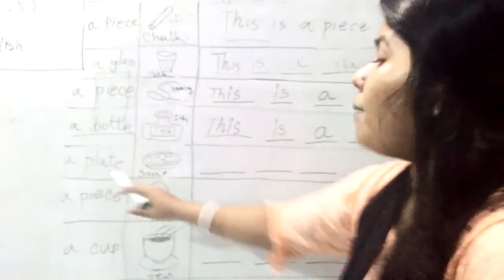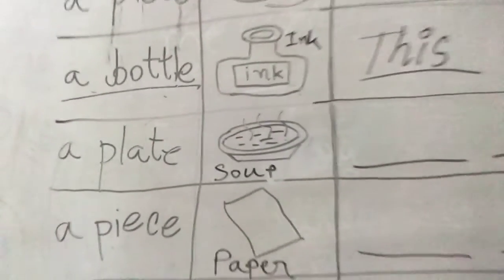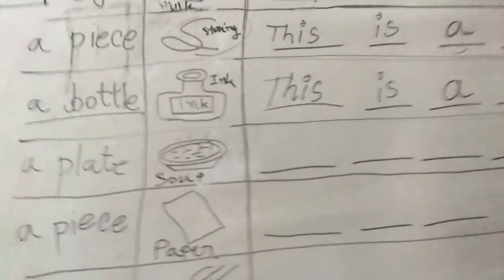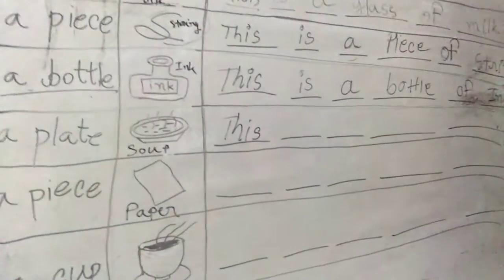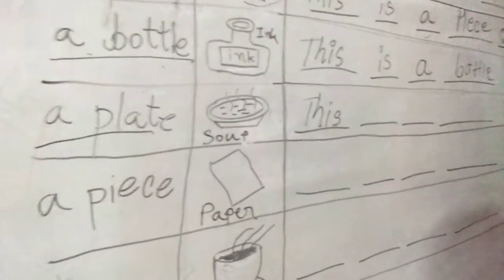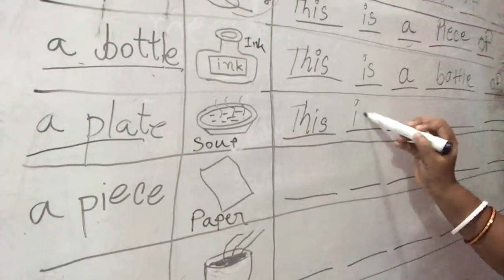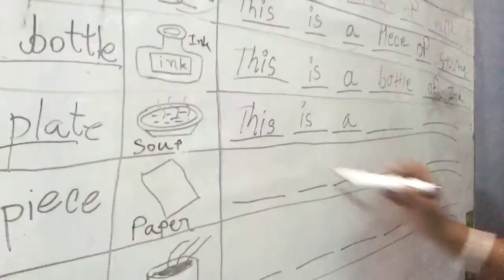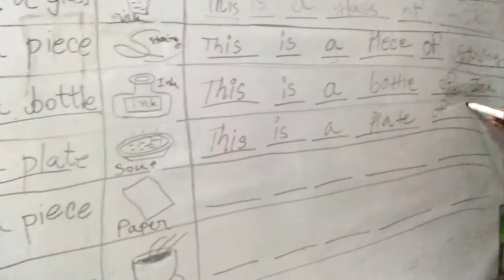So the next is a plate, and it is soup. Have you ever tasted soup? Of course, I know some of you really are madly in love with soup. So see, a plate of soup. So undoubtedly I have to put this, and of course it's a plate, so a is an article, and it indicates only one plate, so the auxiliary will be is. This is a, then what? A plate of soup. Okay, it's also done.